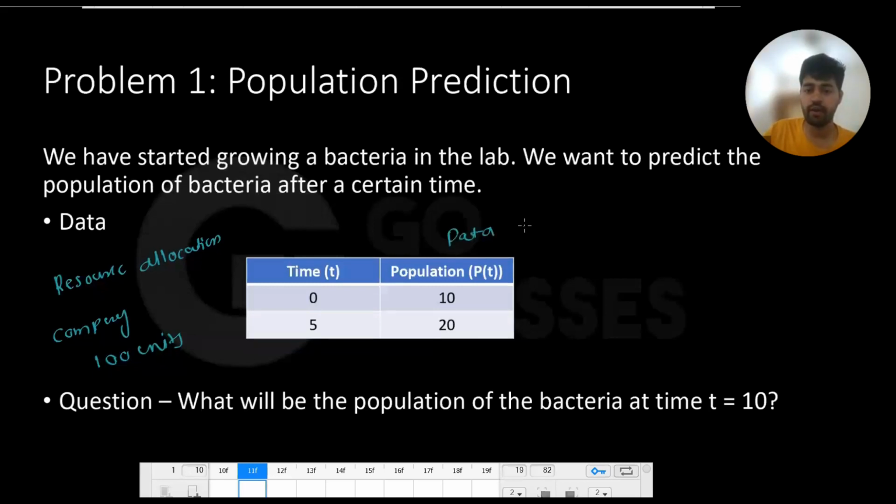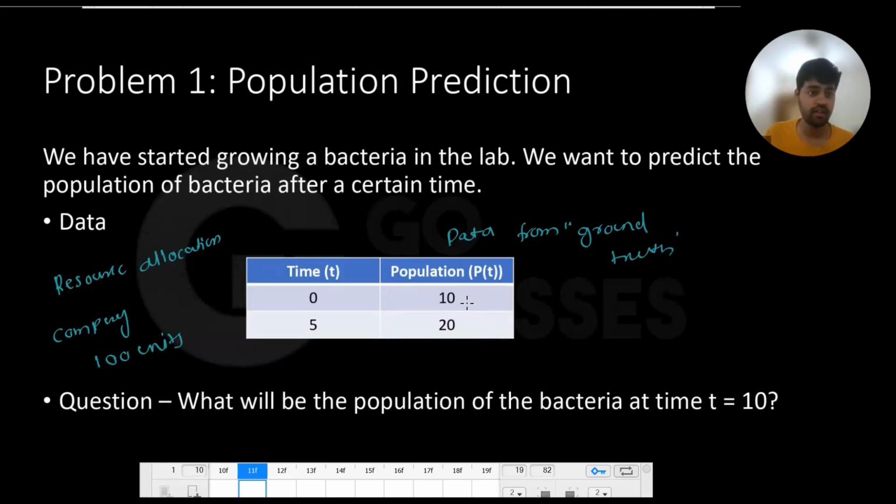This is directly from the field or from the ground. This is the standard terminology. Ground truth means the data that you have collected from real life scenarios, right? So in this case, at time t equal to 0, when we started the experiment, we started with 10 units of bacteria. And then at time t equal to 5, we have 20 units of bacteria. And my question is, what will be the population of bacteria at time t equal to 10?